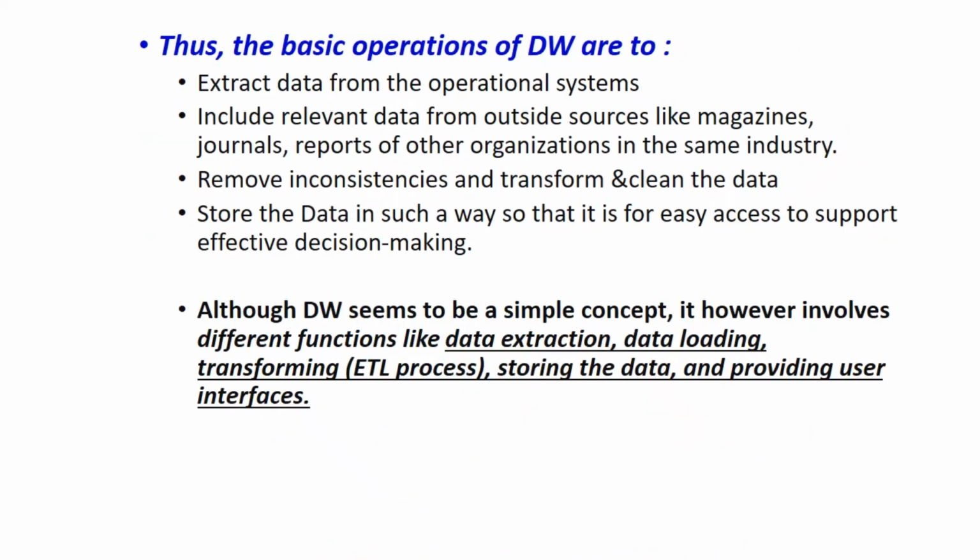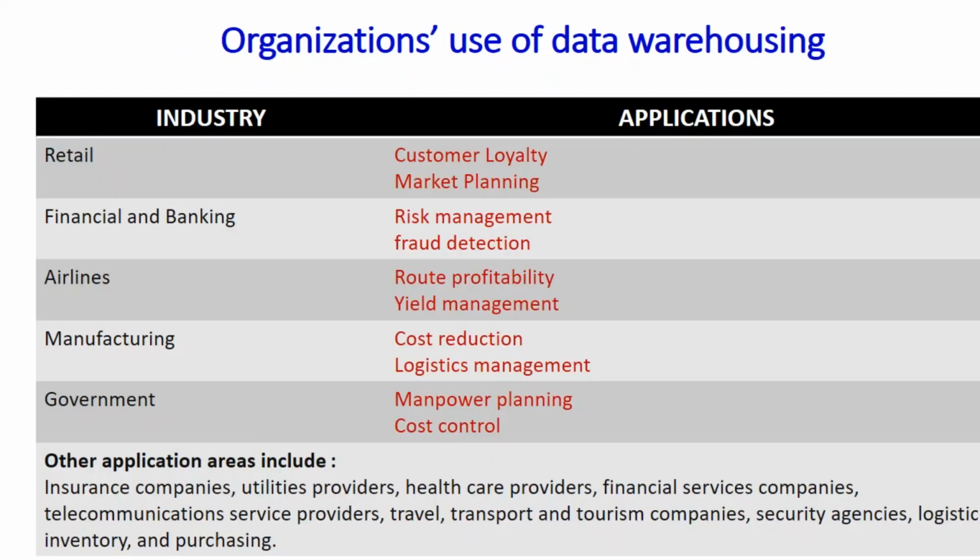So what are the basic operations of a data warehouse? Extract data from the operational systems, include relevant data from outside sources like magazines, journals, reports, remove inconsistencies, transform and clean the data, and store data in such a way that it is easy to access to support decision making. So these are the important functions: data extraction, loading, transformation, the ETL process, storing data, and providing user interfaces.